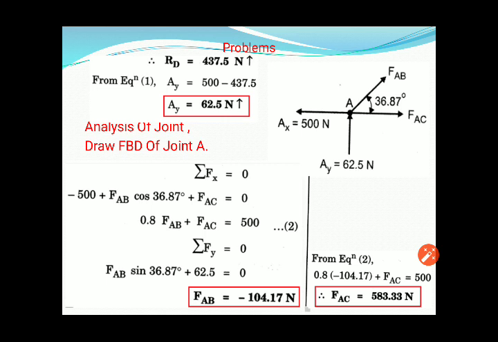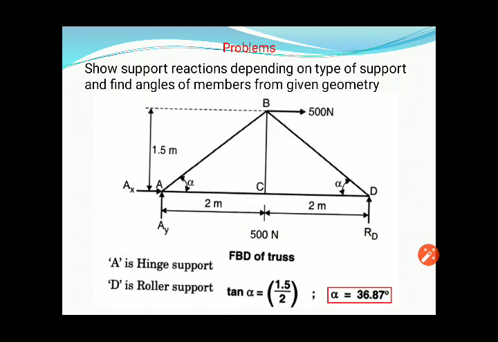So first step is complete, that is by using equations of equilibrium we have found the support reactions. Now second step is what? Consider a joint such that it has only two unknowns. Now here you can consider any joint. Joint A, well, AX, AY we know. We don't know values of AB and AC. So you can consider this joint. Similarly, you can consider joint D also. You cannot consider C because there are three members and we don't know values of those three members. You cannot consider joint B also, because here members AB, BD and BC are unknown to us.